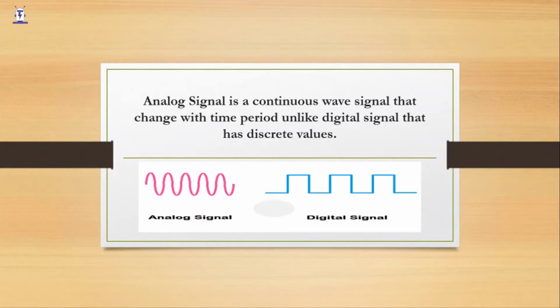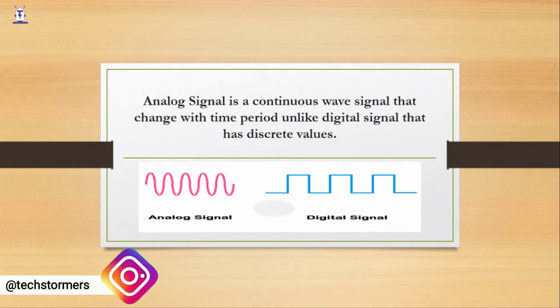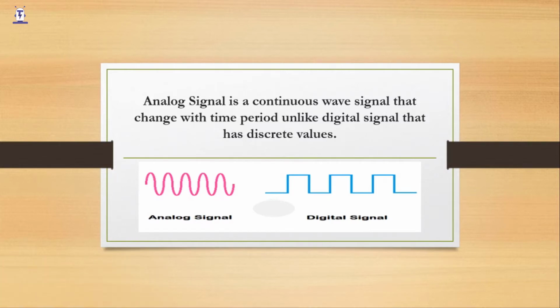Now, an analog signal is a continuous wave signal that changes with time, unlike the digital signal that has discrete values. In the case of digital signals, we can consider we are having two values, 0 and 1. Digital signals work only on these two values, either 0 or 1. But in the case of analog signals, we can have intermediate values, that is, from 0 we can have 0.1, 0.2 and infinite values up to 1.